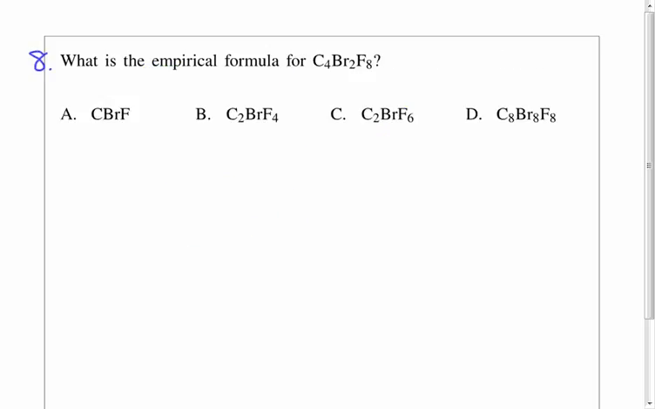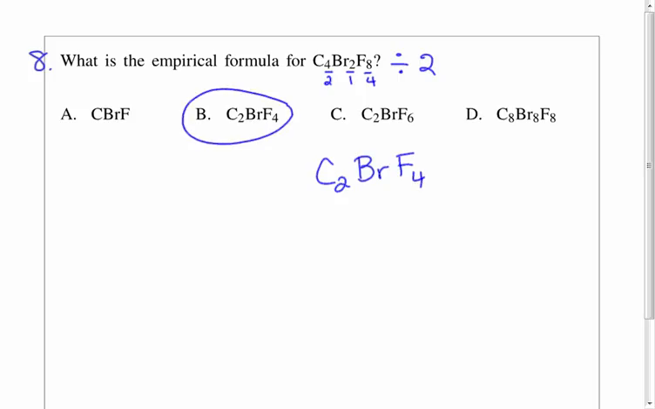Number 8. Again, look at these numbers. Think about what number could divide into all of them. We could divide them all by 2. So if you divide 4 by 2, we get 2. If you divide 2 by 2, we get 1. If you divide 4 by 2, we get 2. So those are the new subscripts, C2BrF2. There's just the 1 for Br, and then F. And that is going to match choice B.